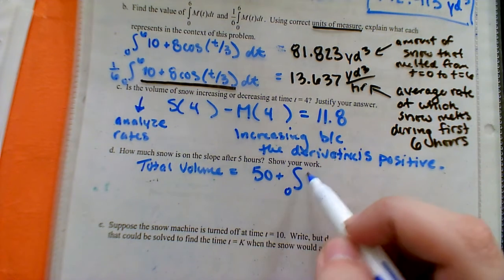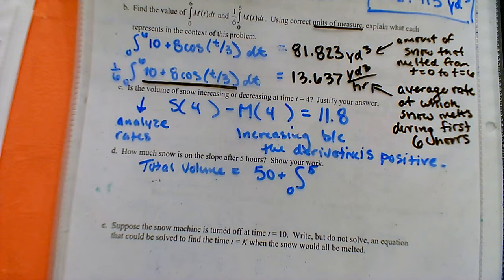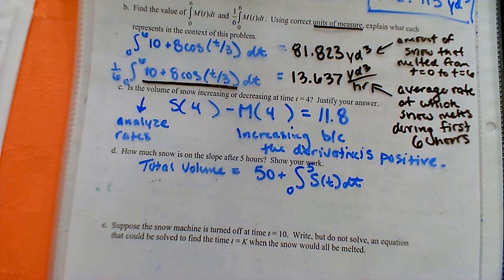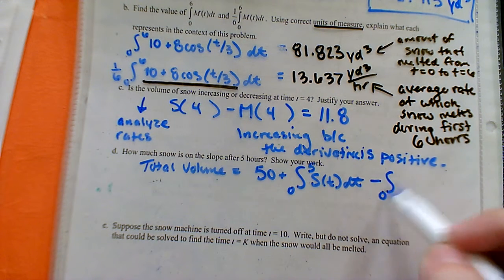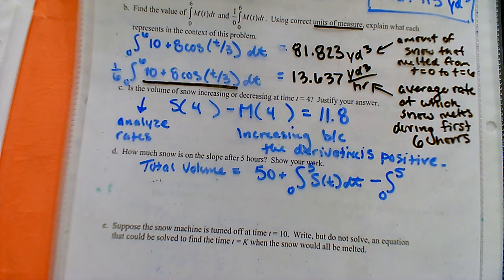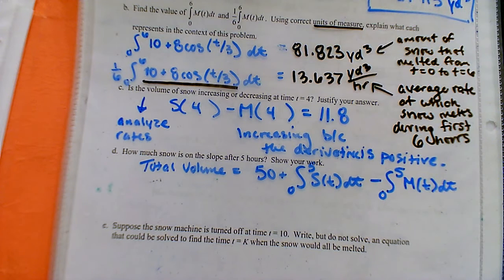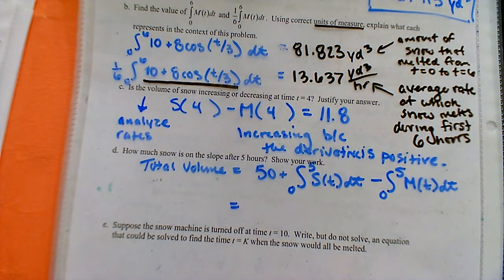And they want after the first 5 hours, so that would be from 0 to 5. And the S function was the rate at which snow is being added. But then we're losing snow as well, so we got to figure out how much snow we're losing. Let's integrate the M function, the rate at which we're losing snow, from 0 to 5. So again, a lot of calculator work. You can type them in separately, you can do it all at once, but eventually you'll get your total volume. How much you start with, plus how much you gain, minus how much you lose.